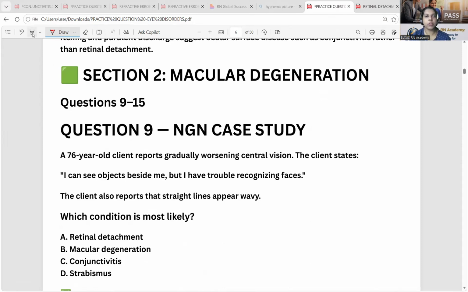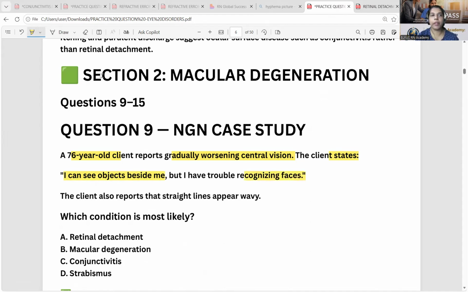Here the question scenario: a 76-year-old client with gradually worsening central vision. In the case study, sometimes they will not state the diagnosis. We need to understand the diagnosis by understanding the priority symptoms of the patient. Patients with eye disorders can have similar symptoms and specific symptoms, so the diagnosis is based on the specific symptoms. You should be thorough with each condition and the significant specific symptoms related to the particular disease condition.